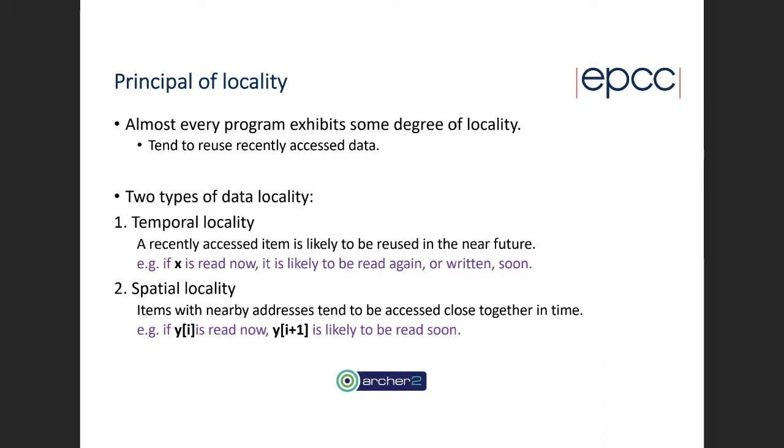All that is saying is that a recently accessed item is likely to be reused in the near future. So for example, if x is read now, then it's likely to be read again or written soon. And the second type of locality is spatial locality, which says that items with nearby addresses tend to be accessed close together in time. So for example, if y[i] is read now, it's quite likely that y[i+1] is going to be read soon.